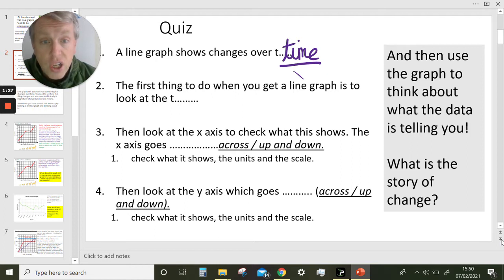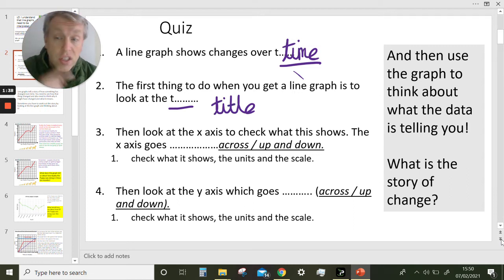So the first thing to do when you get a line graph is to look at, not the time this time, it's the title. The title at the top. That'll start to tell you what it's about. Then look at the x-axis. Does it go across or up and down? Well, it goes across. The x-axis is the axis that goes across the bottom.